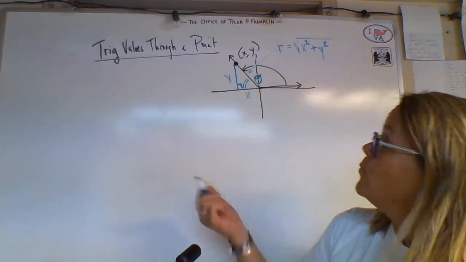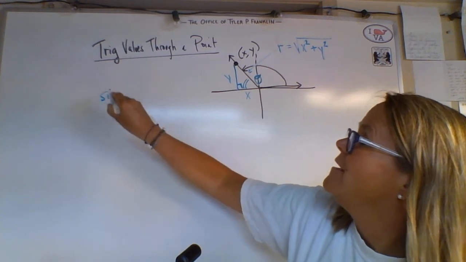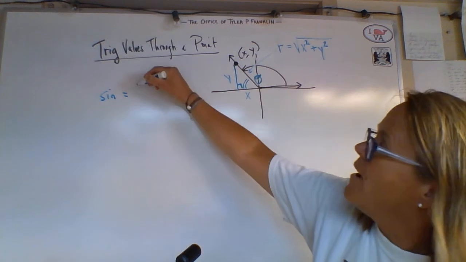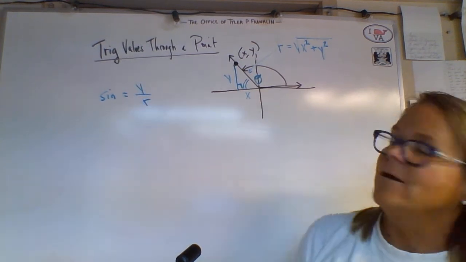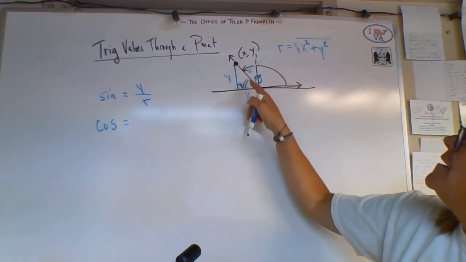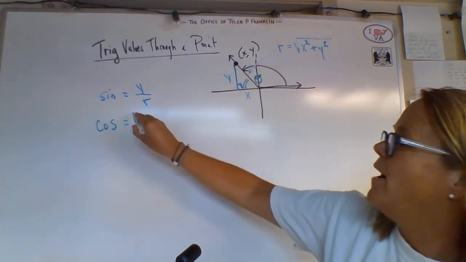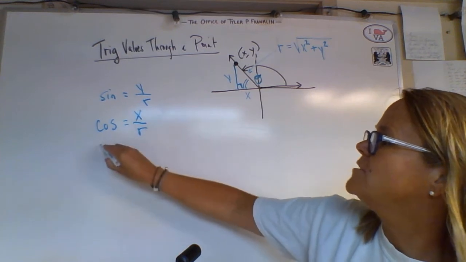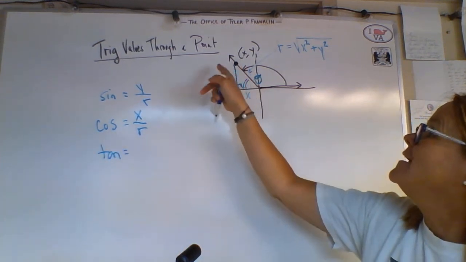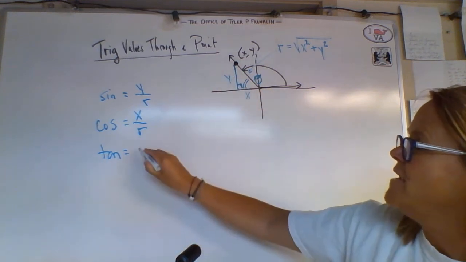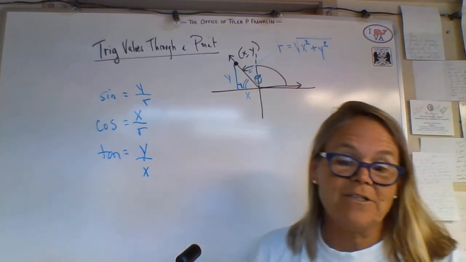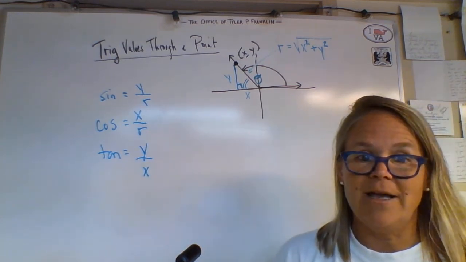So now let's find the trig values. The sine is opposite over hypotenuse, y over r. The cosine is adjacent over hypotenuse, x over r. The tangent is opposite over adjacent, y over x. Now, what are cosecant, secant, and cotangent going to be?